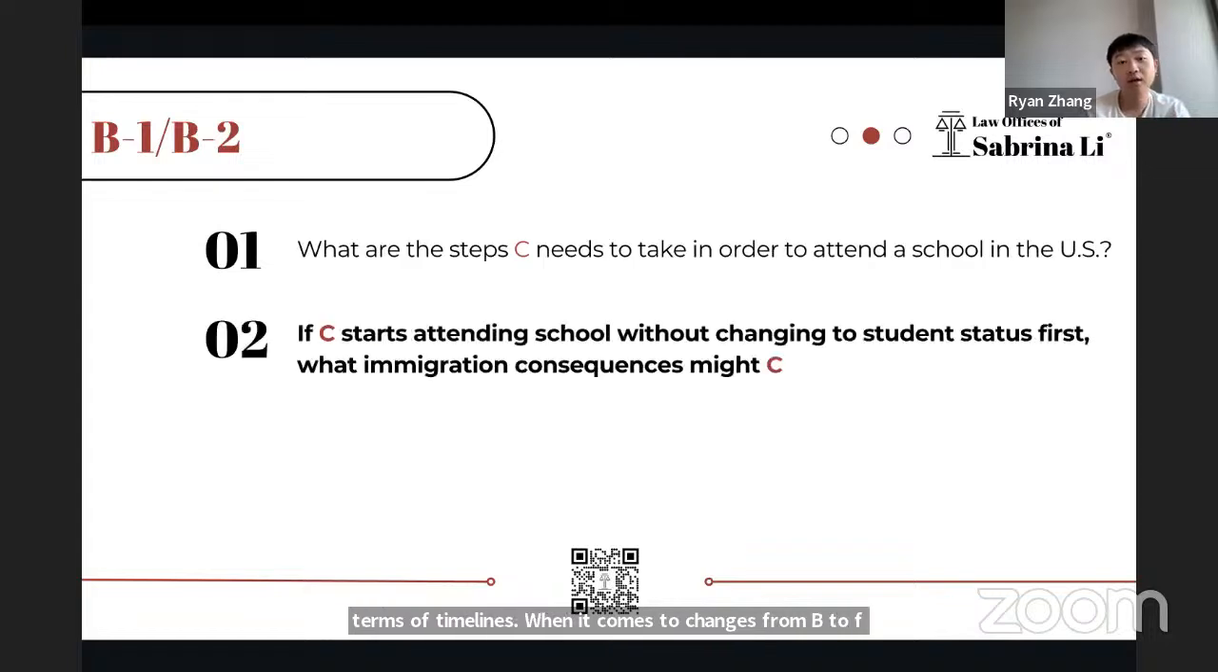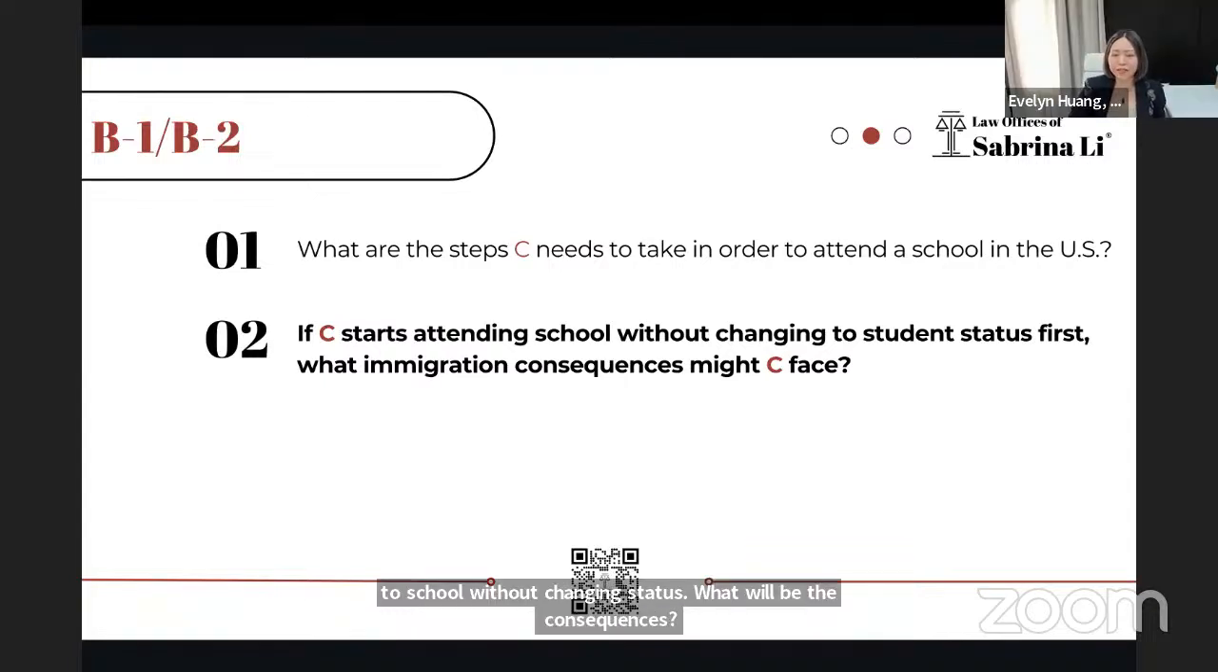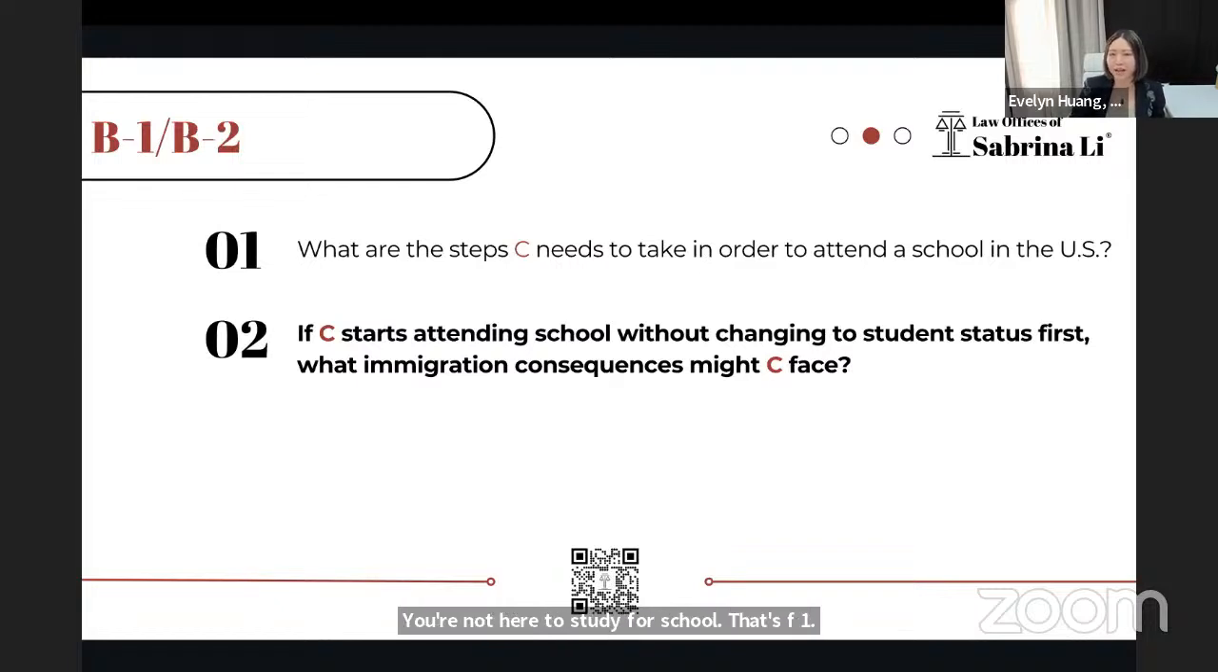So if the person from the B1, B2 background starts attending school without changing the status, what will be the consequences? The key rule here is what visa you use to enter, that's your status in the States. Again, for a B visa, you're here for leisure, for business. You're not here to study for school. That's F1. So if you enter the States on a B2 visa and later on want to attend school, you want to make sure you do a change of status application and get approved before you actually pursue your degree or your study. Otherwise, you will be found in violation of your B2 status, which is going to have serious immigration consequences.